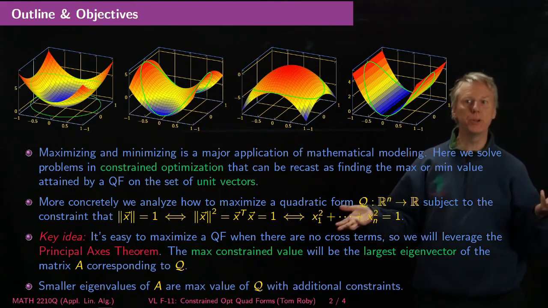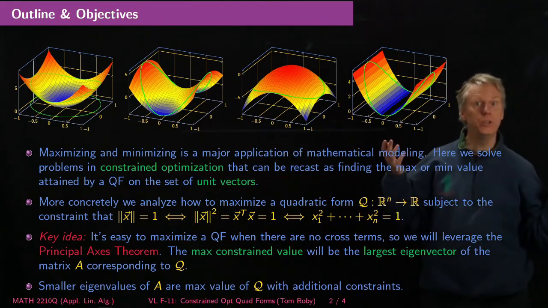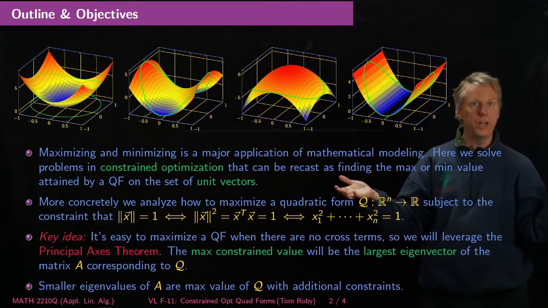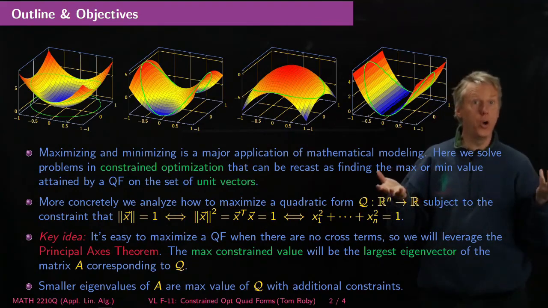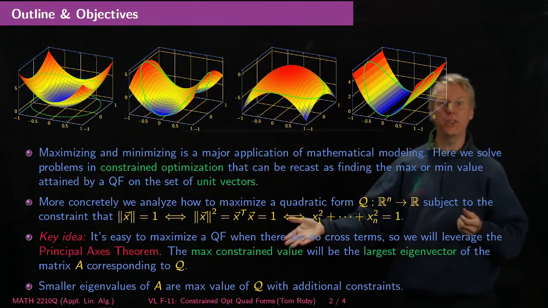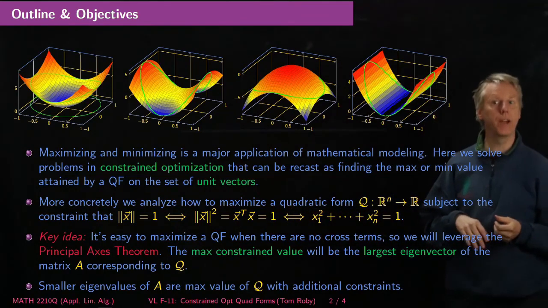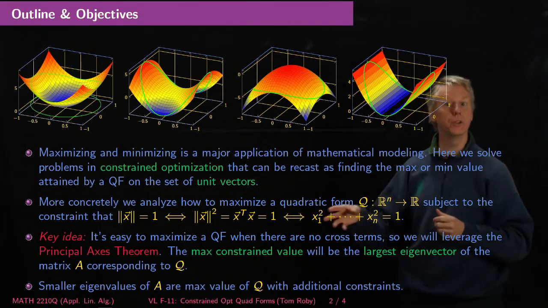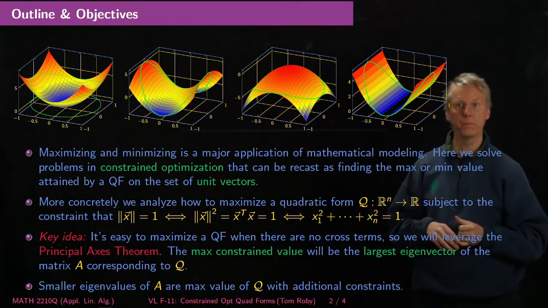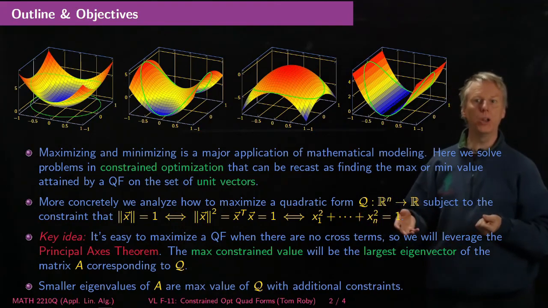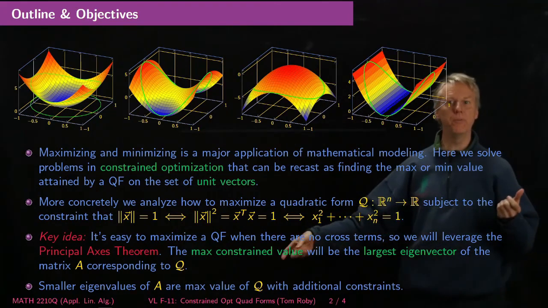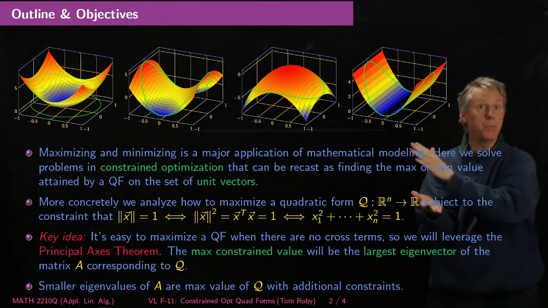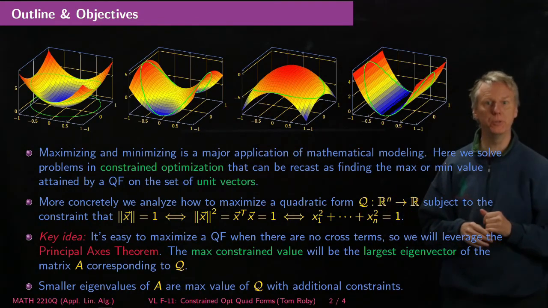And so we can leverage the principal axes theorem, which we've already seen, to take any arbitrary quadratic form, use a change of variables to make it a quadratic form with no cross terms, and then it turns out that the max constrained value will be the largest eigenvalue of the matrix. So the actual value, the largest value that you get, is the largest eigenvalue of the matrix corresponding to the quadratic form. And it turns out that we can also describe smaller eigenvalues of A as the maximum value of the quadratic form where we add some additional constraints. In addition to being on the unit sphere, it has to be perpendicular to some of the maxima you've already found.